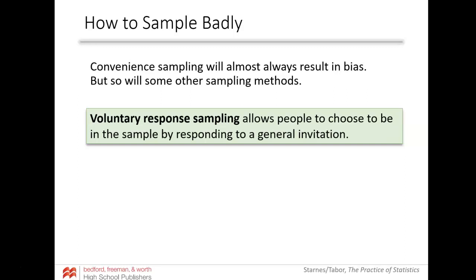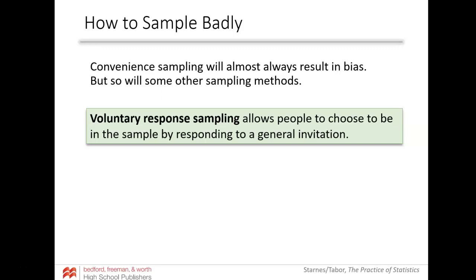But there's something called voluntary response sampling. And this allows people to choose whether or not they're going to respond, simply by invitation. You guys probably don't get too much mail at home as students, but there's a lot of voluntary response sampling in your general mail. Fill out this survey and send it in. Maybe in your email you've gotten that before.